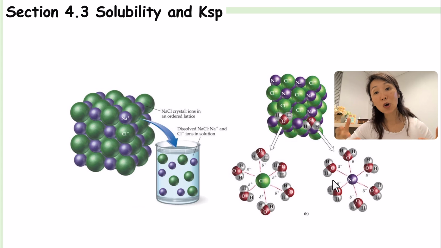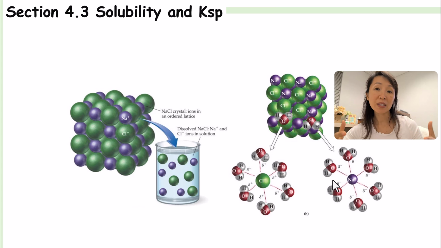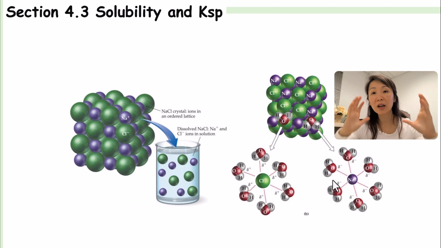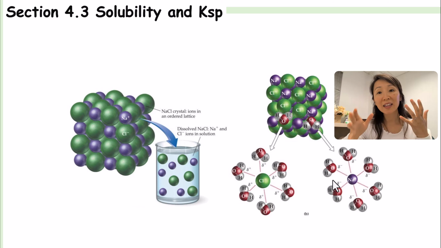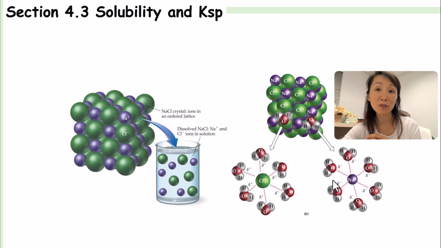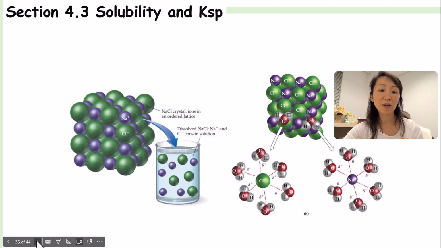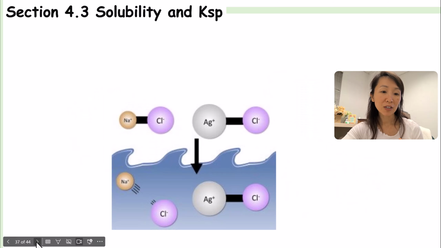Anything that can dissolve in water has this effect where the water surrounds the ions or the compound so that you don't see them in a solid form anymore. So this is what we consider having something that is very soluble. So here comes my very first definition.